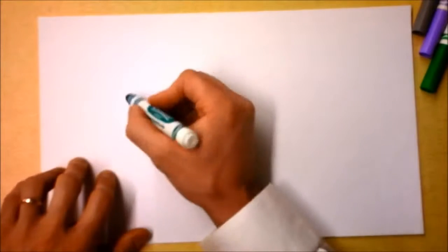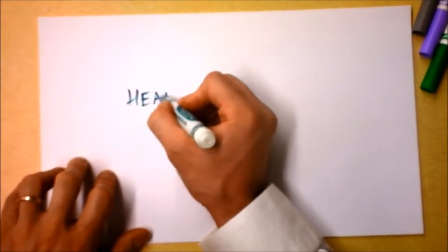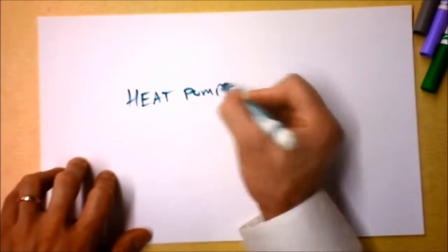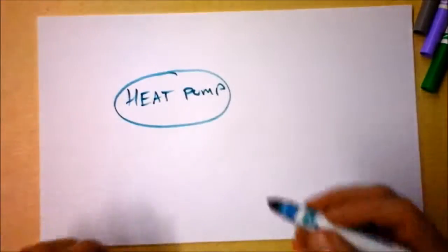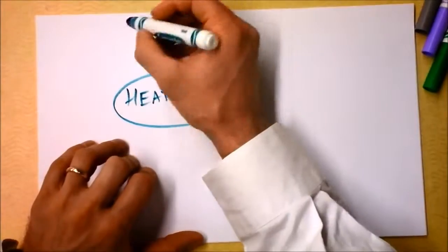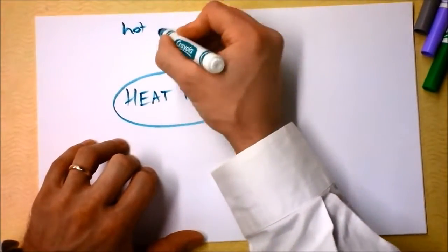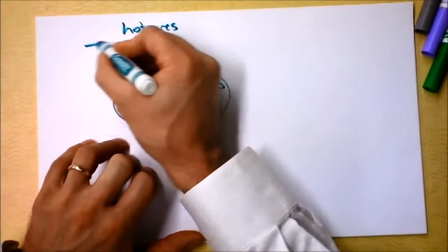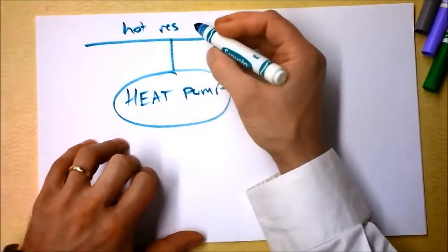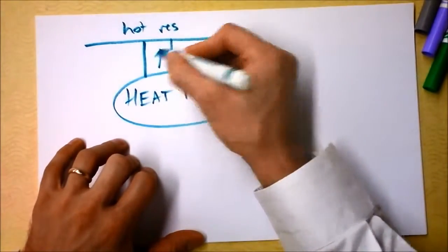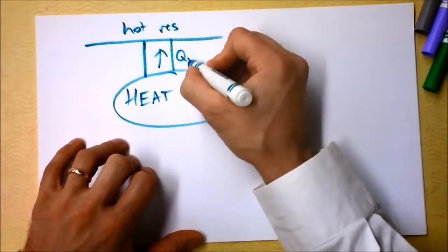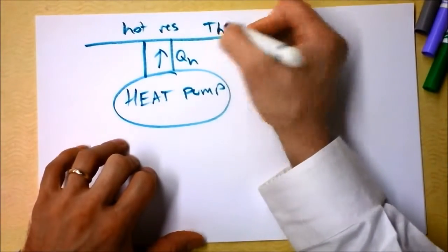The heat pump is another Carnot engine. You probably don't have one on your house. It's only practical in certain climates because it's all about heat difference, right? So here's your hot reservoir, and we're going to have some heat going towards it, and that's QH, and this is at temperature TH.